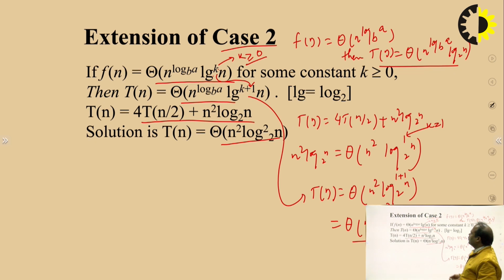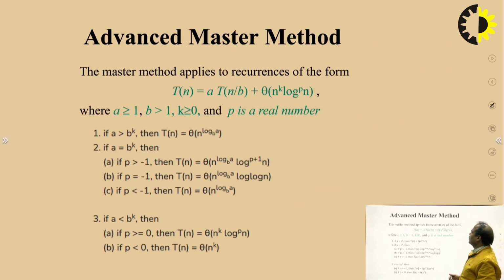So what about if case 1, case 2 and case 3 and even the extension is not applicable, then how to solve it? Then we'll be going to the advanced master method. So this is the advanced master method, right? This advanced master method will cover all the cases whatever has been discussed.